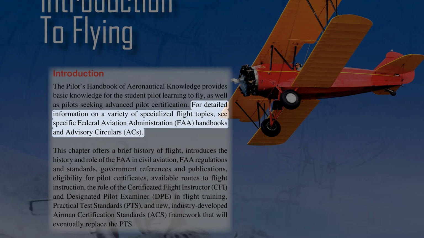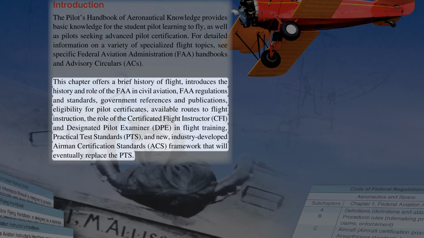For detailed information on a variety of specialized flight topics, see specific Federal Aviation Administration (FAA) handbooks and advisory circulars (ACs). This chapter offers a brief history of flight, introduces the history and role of the FAA in civil aviation, FAA regulations and standards, government references and publications, eligibility for pilot certificates, available routes to flight instruction, the role of the Certificated Flight Instructor (CFI) and Designated Pilot Examiner (DPE) in flight training, practical test standards (PTS), and new, industry-developed Airman Certification Standards (ACS) framework that will eventually replace the PTS.